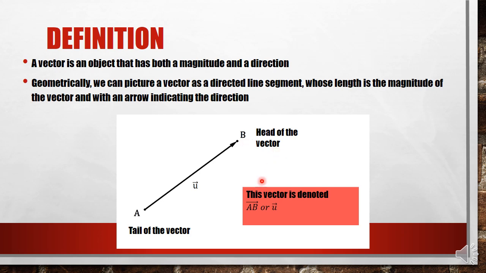Okay, and this vector is denoted as, you can start from the tail of the vector to the head of the vector, AB with an arrow on top of it, showing the direction, or just simply say it's vector U. Or some books write vector in a bold letter. But it's kind of hard for handwriting, so it's common to use an arrow on top of the letter. Okay, so this is the definition of vector.